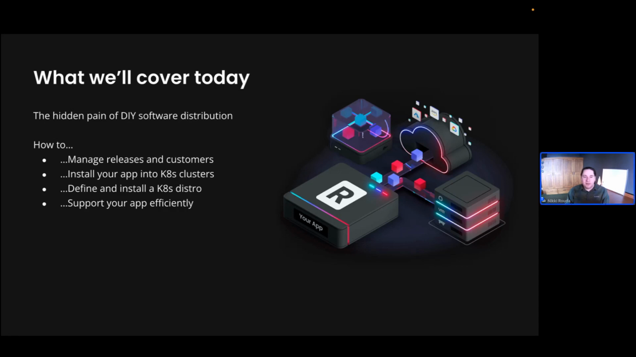Then we'll go into some of the different things Replicated can do for you. We'll talk about how to manage releases and customers for your application. We'll talk about how to install your app into Kubernetes clusters and customer environments. We'll talk about defining and installing your ideal Kubernetes distro, having a clear environment where you can run, even if your customer doesn't already have Kubernetes environments. And then we'll roll into how you can support your app efficiently, because we want to handle the full life cycle of applications and customer environments.